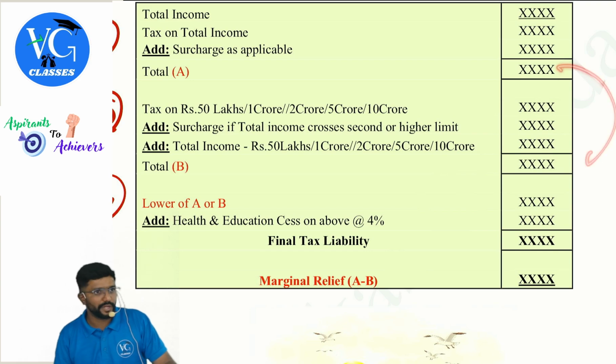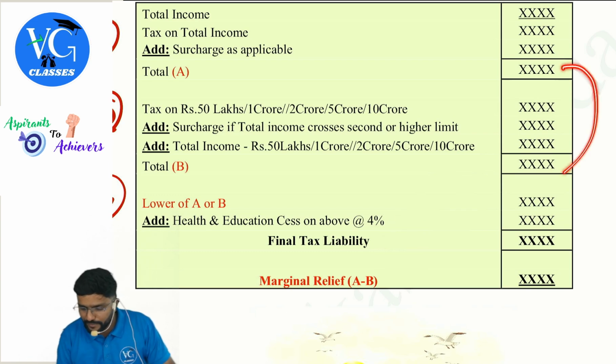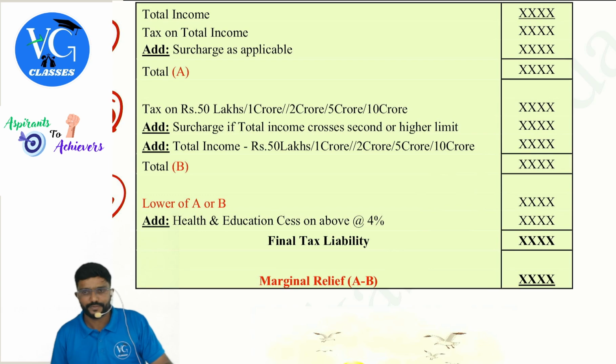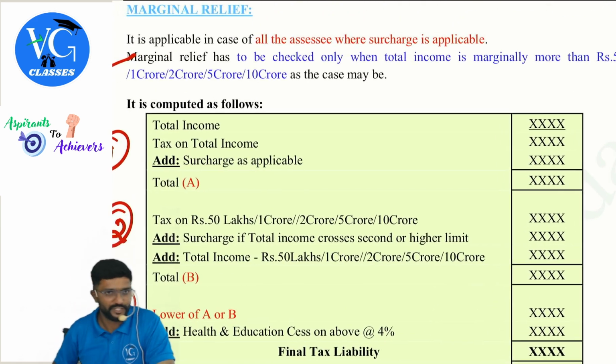Lower of A or B you have to take. That is the result of second and first step. Add 4% and pay it. If only A is more than B, you are eligible for a relief. Guys, there will be slight confusion, so let me explain with the numbers first.